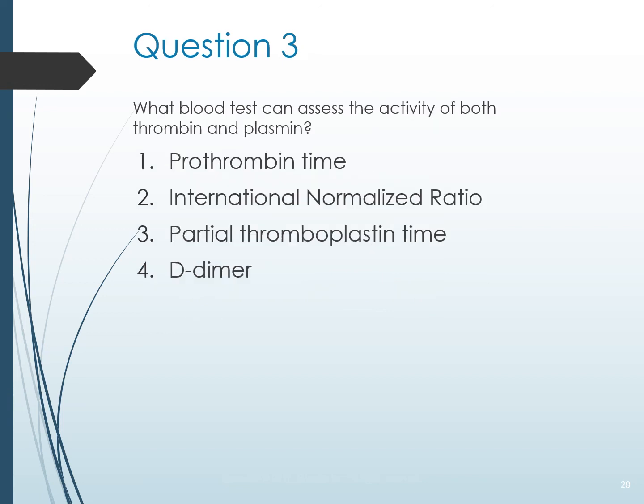What blood test can assess the activity of both thrombin and plasmin? Is it prothrombin time? Is it INR, International Normalized Ratio? Is it partial thromboplastin time? Or D-dimer? Again, this is the blood test that assesses the activity of thrombin and plasmin.